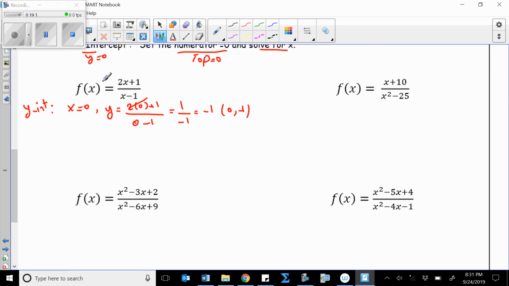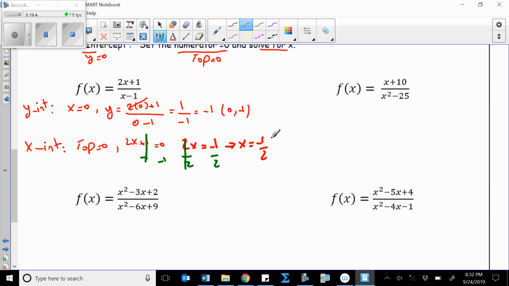Okay, so here I want to find the x-intercept. I just set the top equal to 0, which is 2x plus 1 equal to 0. And then I try to solve for x. Subtract 1, so this will be 2x equal to negative 1. Then you divide by 2. Then you will have x equal to negative 1 over 2. So your x-intercept is negative 1 over 2 and 0.